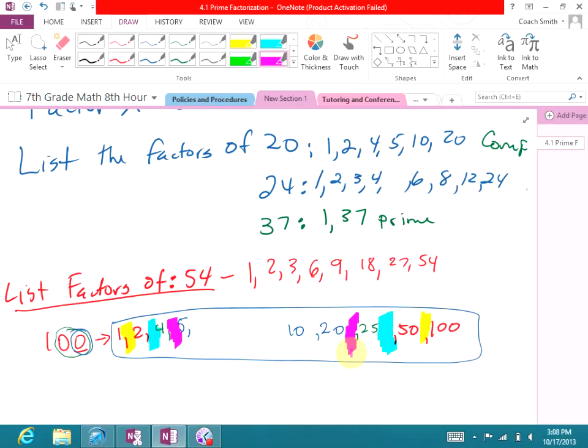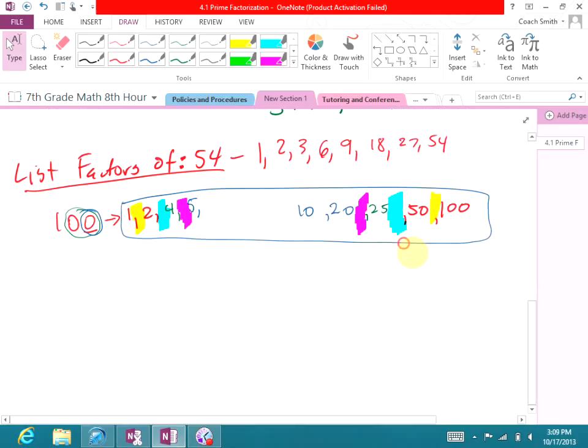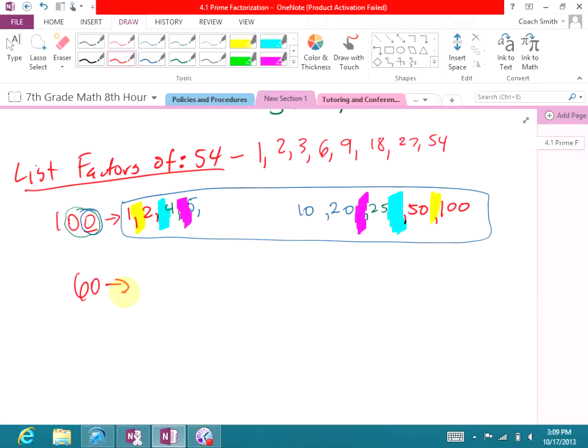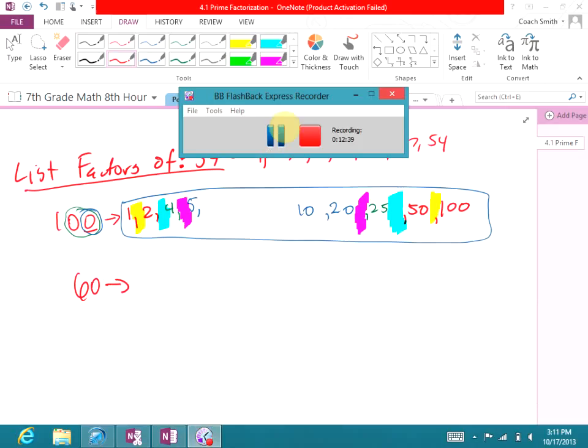Okay, so without any talking, I want you to list the factors of 60. Okay, I want you to list the factors of 60. And I'm going to tell you there's quite a few of them. There's actually 12 of them. I don't want you to list all of them.